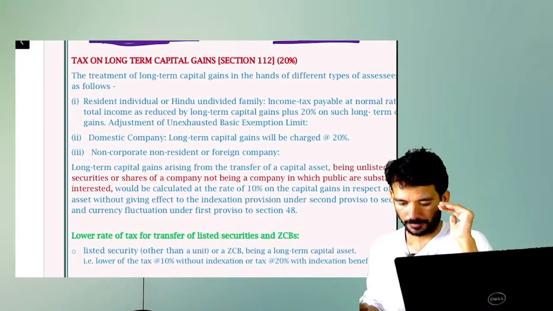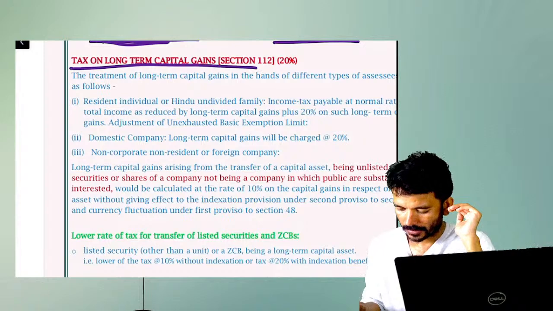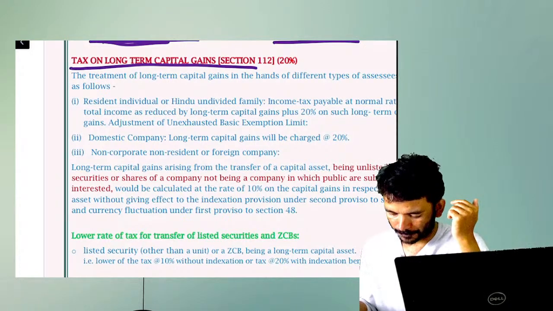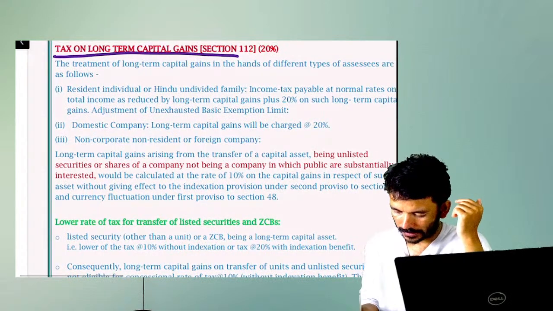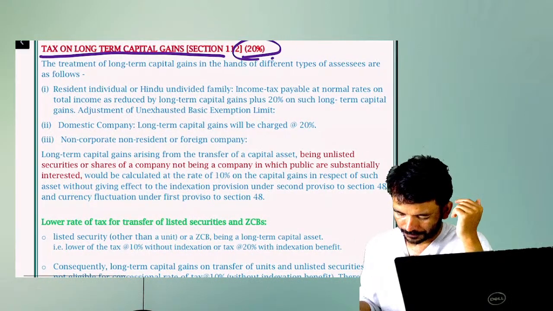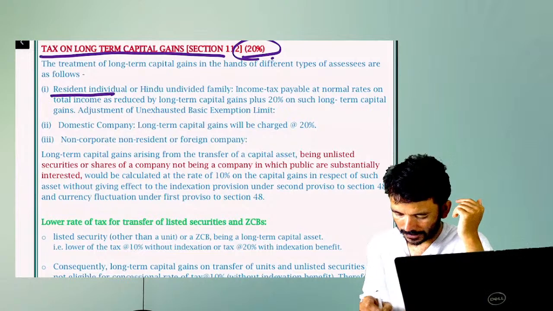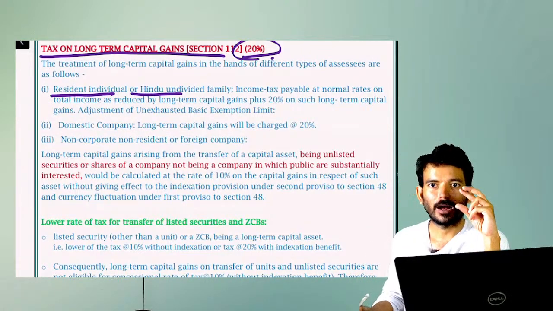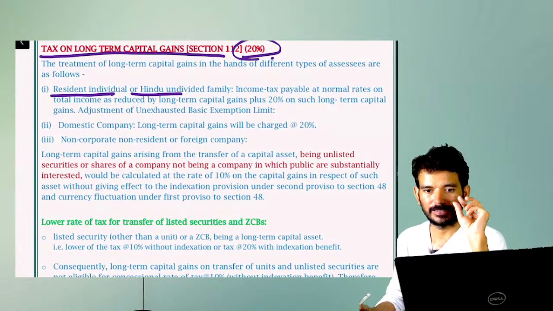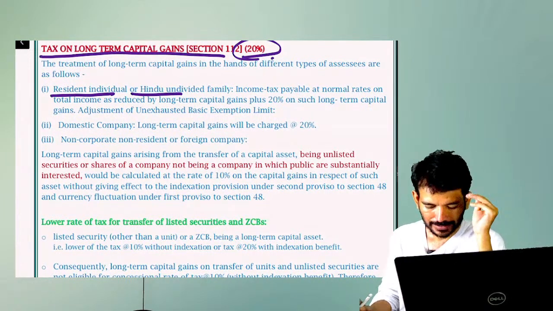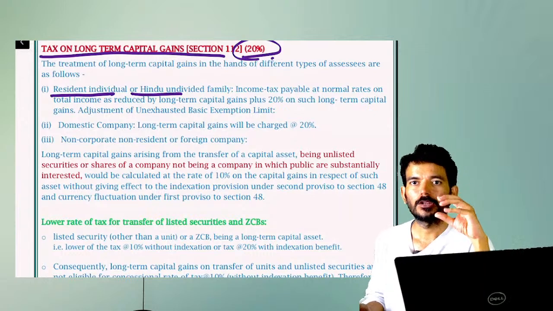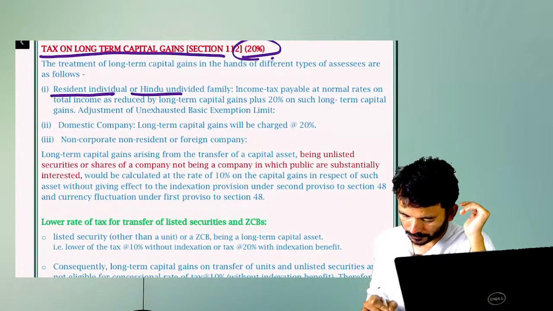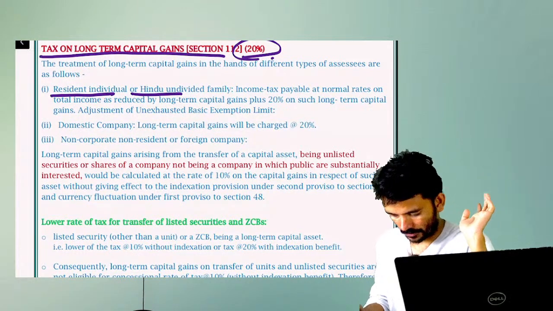That is short term. Now we'll go to long term. Section 112, tax on long term capital gain. Here also it is taxable at 20%. For resident individuals and HUF, they can get that unexhausted basic exemption limit. The same concept that I explained just now, you can use here also to get it exhausted, and you will not get any Chapter VI-A deductions here also.